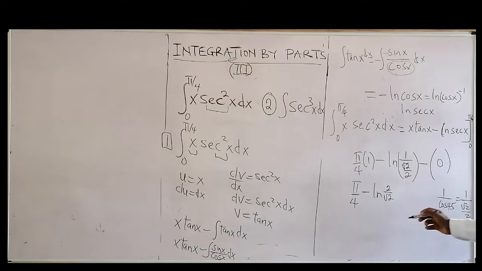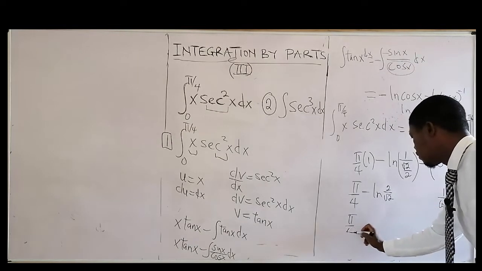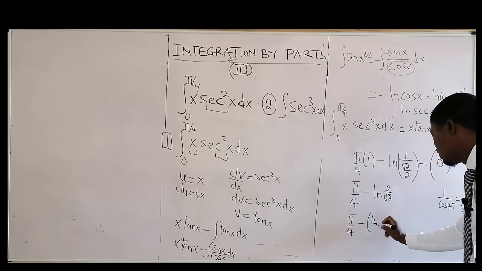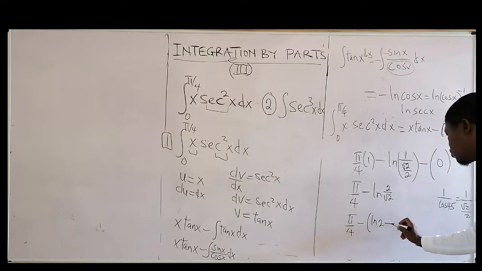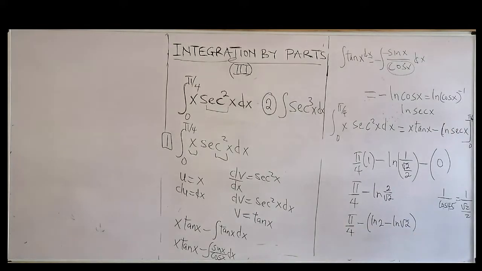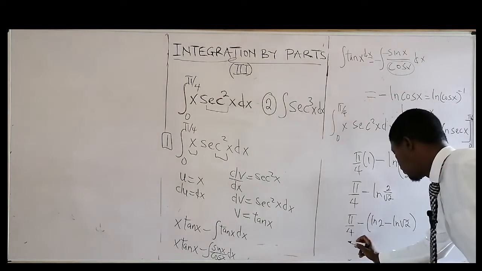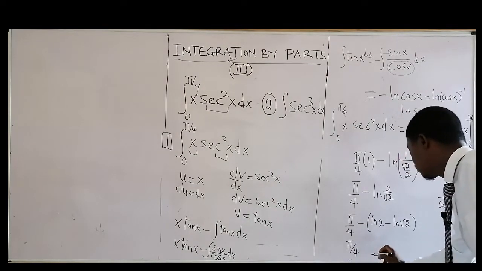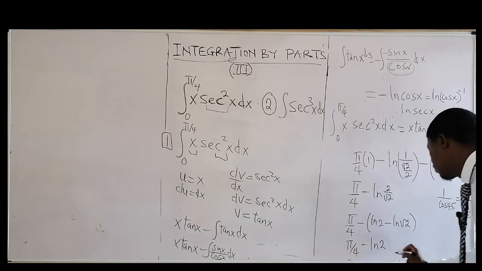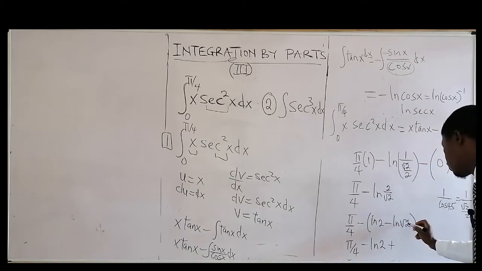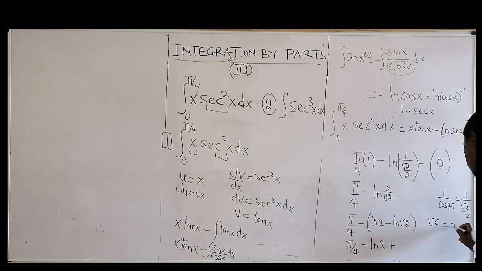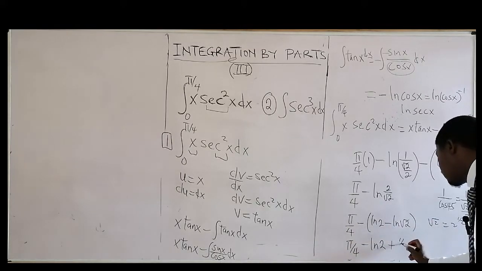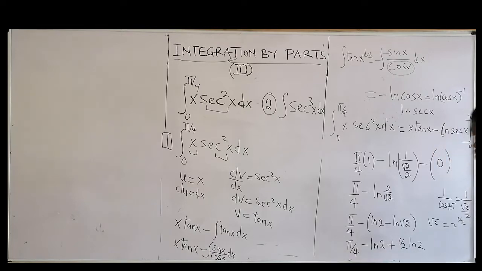I can stop there. If I want to continue, that is pi over 4 minus, in bracket, ln of 2 over root 2, which is ln 2 minus ln root 2. Root 2 is 2 to the power half, which gives half ln 2. So the answer is pi over 4 minus ln 2 plus half ln 2.